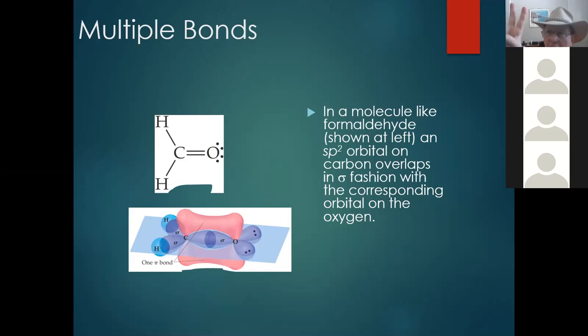SP3, or how many things are around the carbon? How many clouds? 3. So that means what kind of hybridization? No, 3 things. Oh, SP2. Okay. Now, is there a free p orbital, Gabe?